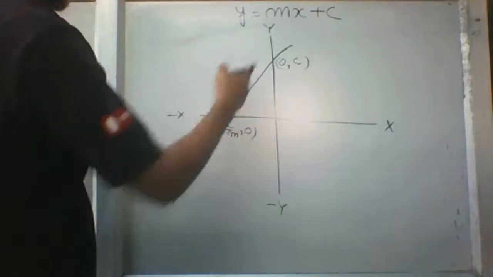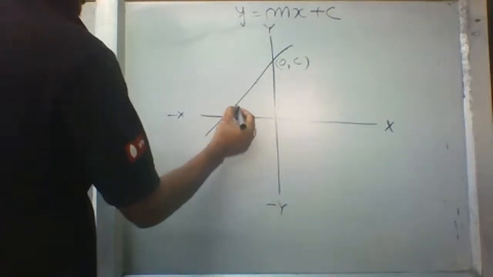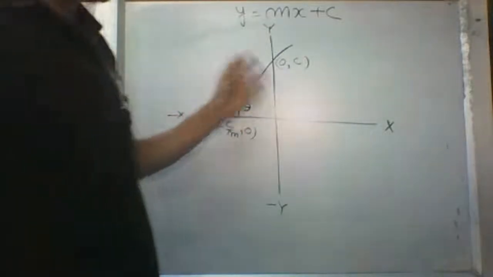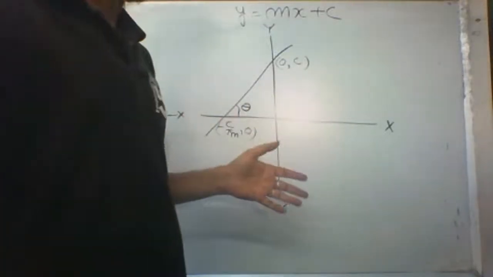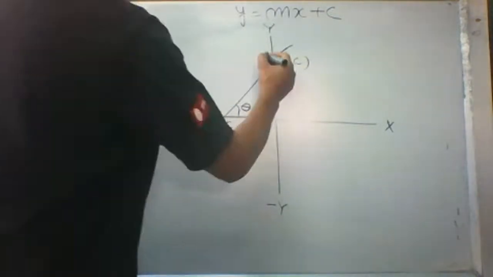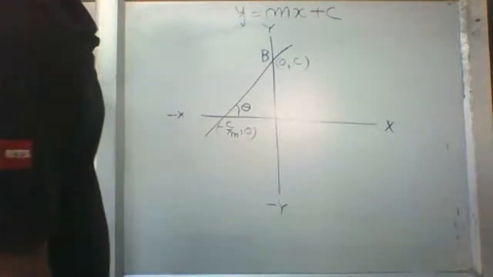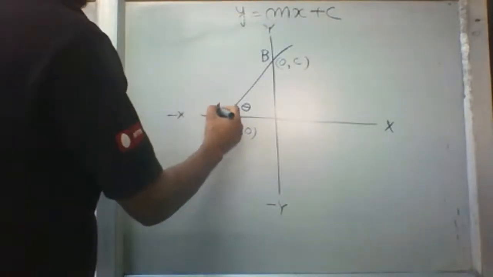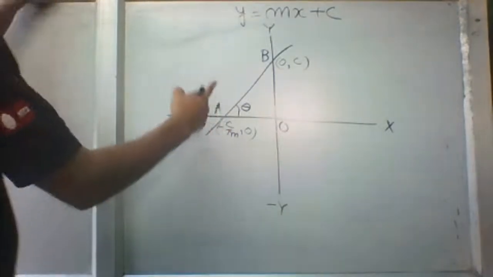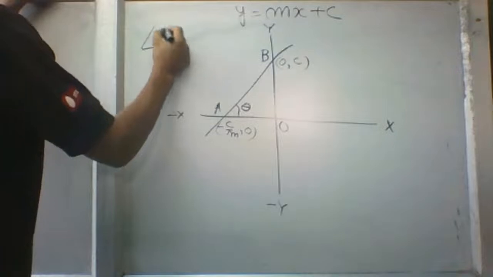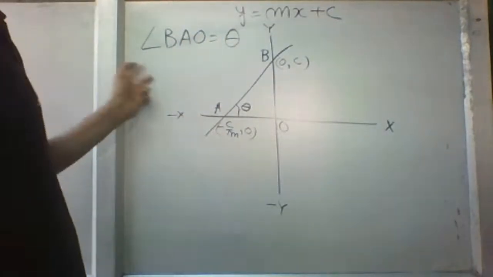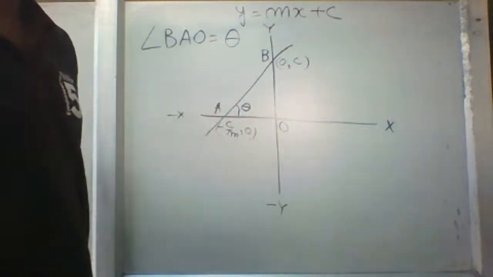Don't forget, this makes a kind of triangle, and the angle between these two is called theta degree. In trigonometry we had gone through angles, so I am going to give names. Suppose this is B, this is point A, and this is point O, the origin. Now, angle BAO is equal to theta.